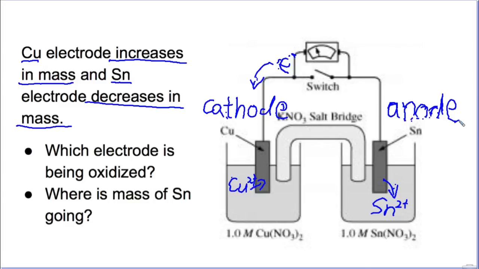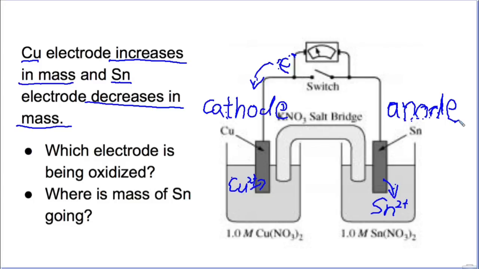Now let's answer the two questions we have here. Number 1, which electrode is being oxidized? By definition, the anode is the side that is being oxidized. And remember, anode and oxidized both start with a vowel. Now let's look at the second question. Where is the mass of tin going? Actually, we already answered that question on the graph. As the anode is releasing electrons, the tin 2+ ions are jumping into the aqueous solution. So the mass of the tin is actually going into the aqueous solution.